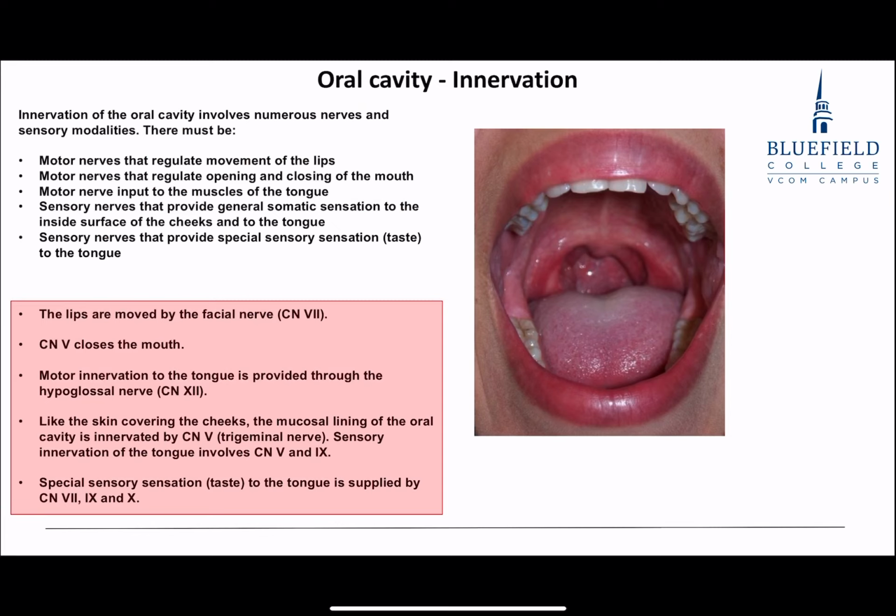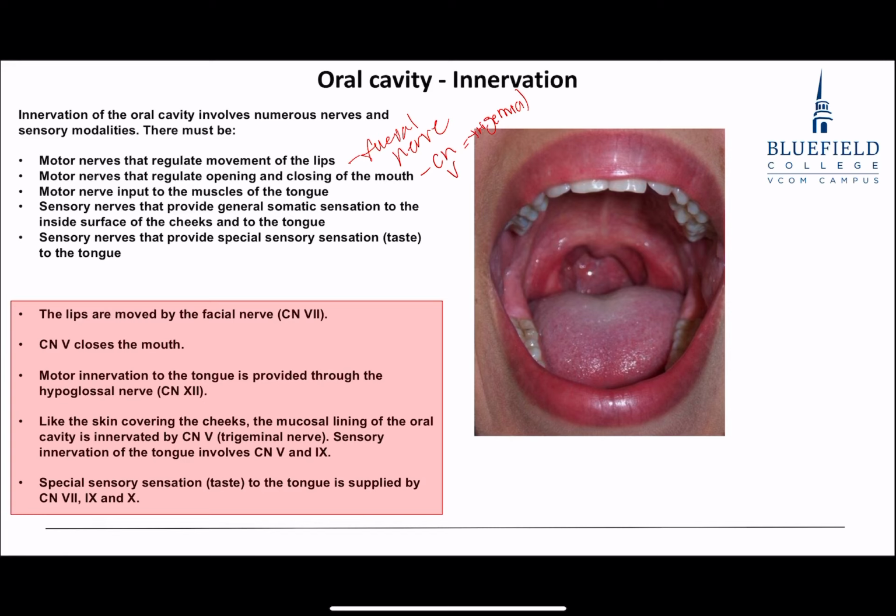There's also going to be a motor nerve that regulates opening and closing of the mouth. But that's what we just talked about. So the trigeminal nerve, you know about that, right? Three parts of the trigeminal nerve, and all three parts have sensory components. One part has a motor component. This is all familiar, right? Mandibular division of three. So if I asked you what closes the mouth, which nerve is innervating the muscles that close the mouth?